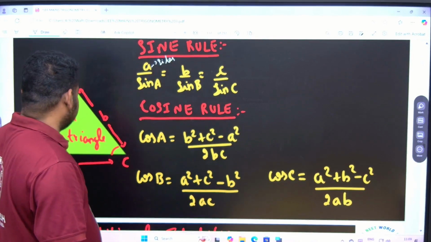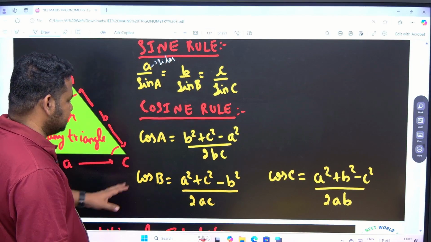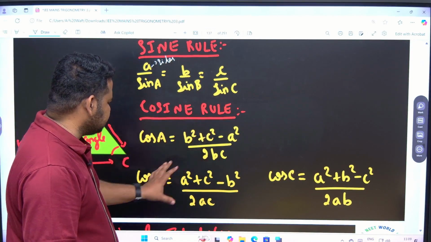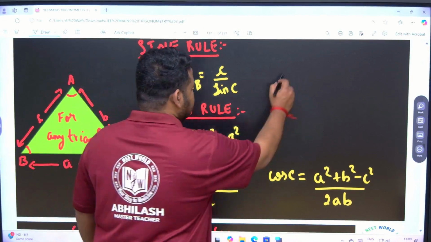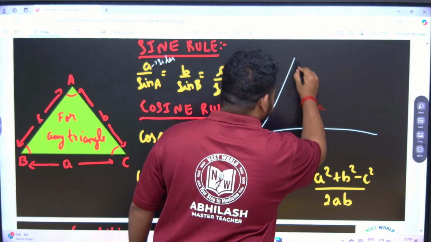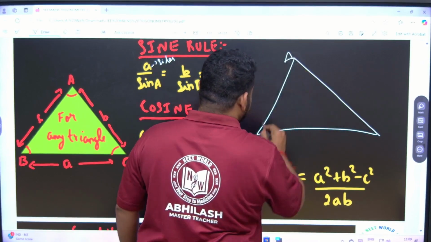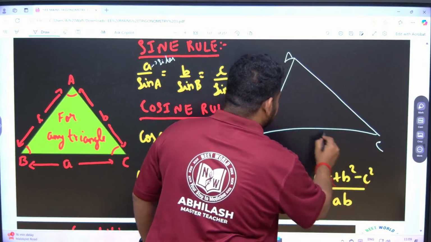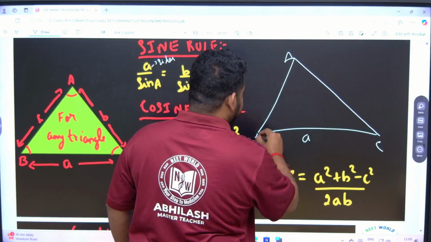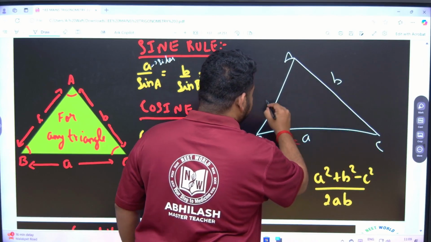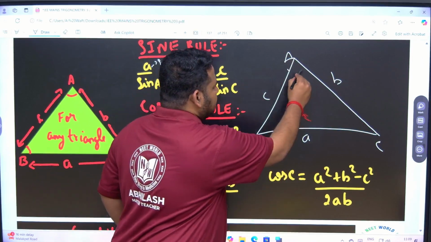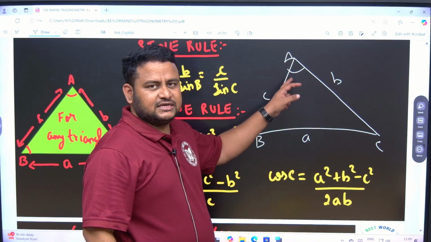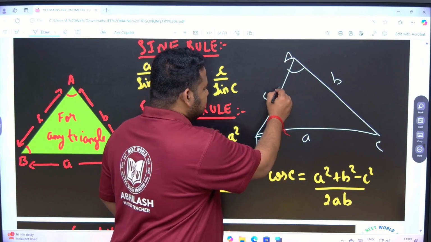Next thing is cosine rule. How to remember cosine rule, friends? So cos A is equal to this much, cos B is equal to this much, cos C is equal to this much. How to remember this? I'll tell you. Suppose we have a triangle like this, A, B, C. For angle A the opposite side is a, for B the opposite is b, for angle C the opposite side is c. Suppose I want to find cos A.